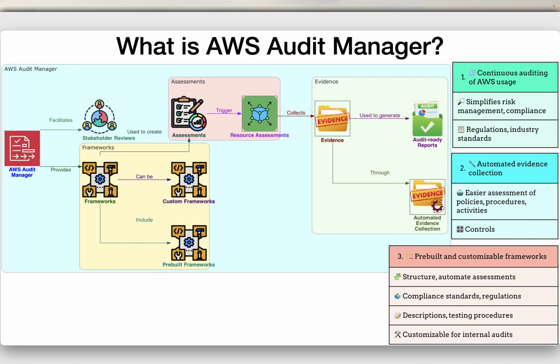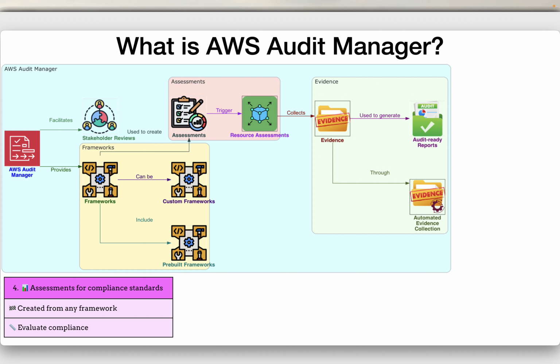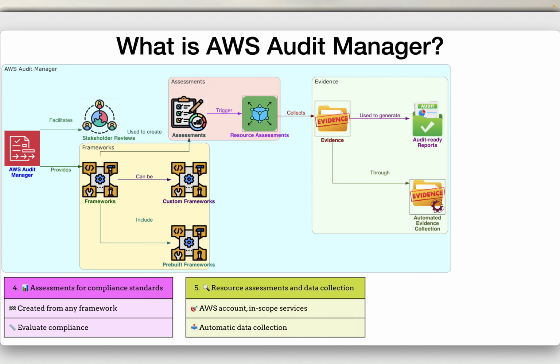These frameworks include a collection of controls with descriptions and testing procedures. Users can also customize frameworks and controls to support internal audits based on their specific requirements. Assessments can be created from any framework, allowing users to evaluate their compliance with various standards and regulations. When an assessment is created, Audit Manager automatically runs resource assessments, collecting data from the AWS account and services defined as in scope for the audit.